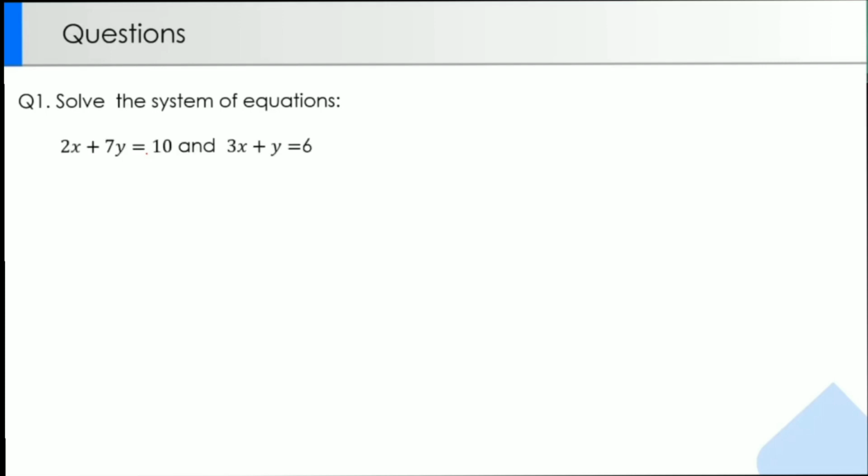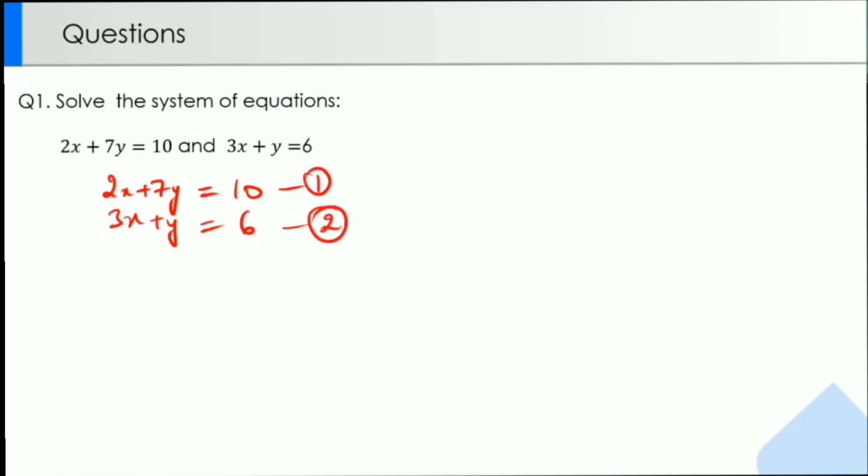Here is the question: solve the system of equations. Two equations are given to you: 2x plus 7y equals 10 and 3x plus y equals 6. Let me write the equations here. 2x plus 7y equals 10 and 3x plus y equals 6. Let us say this is my first equation and this is my second equation.